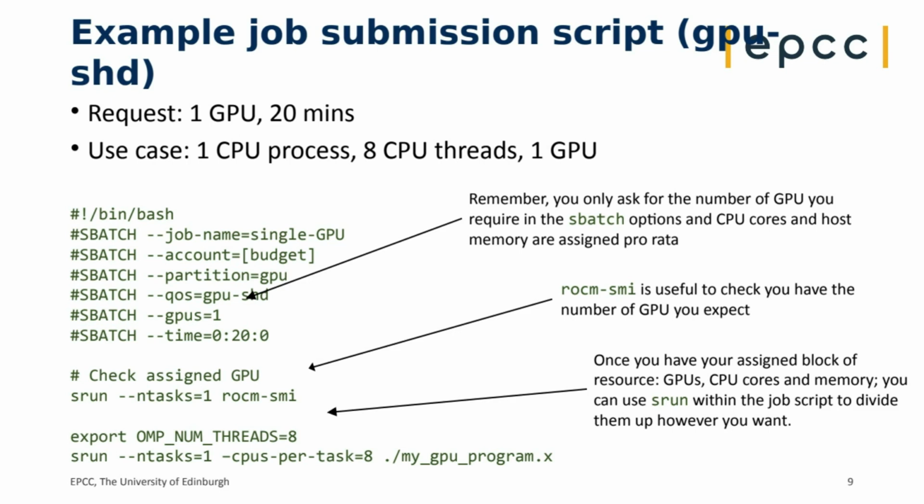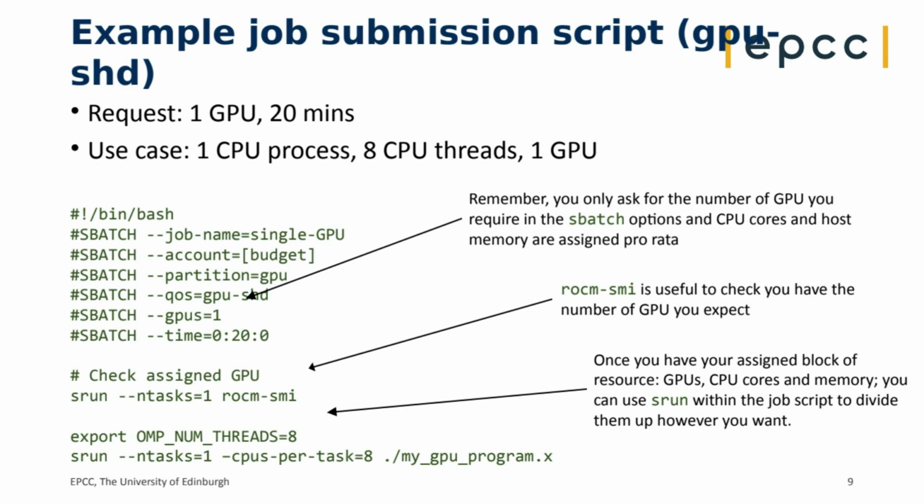So as I said, in the SBatch options, you only ask for the number of GPUs you want. And then once you have your GPUs, you can do whatever you want with them. We recommend using the ROCM SMI command before you actually run your executable, just to check what GPUs you have access to and what they look like. It's useful to check that you're getting the resources you think you're getting.